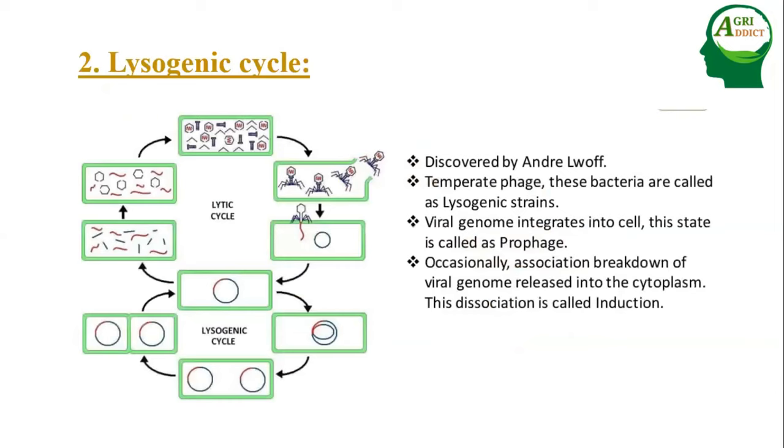But in contrast, in the lysogenic cycle, the viral genome will integrate with the host genome. Here you can see the integration of the viral genome with the bacterial genome. Once it integrates, we call it a prophage. Here it has two options. Either it can integrate with the bacterial chromosome and start producing recombinants, or it can revert back. As you can see here, it can revert back to the lytic cycle. It can break open the bacterial cell wall, and the phages can come out. So there are two options, and this was discovered by Andre Lwoff.